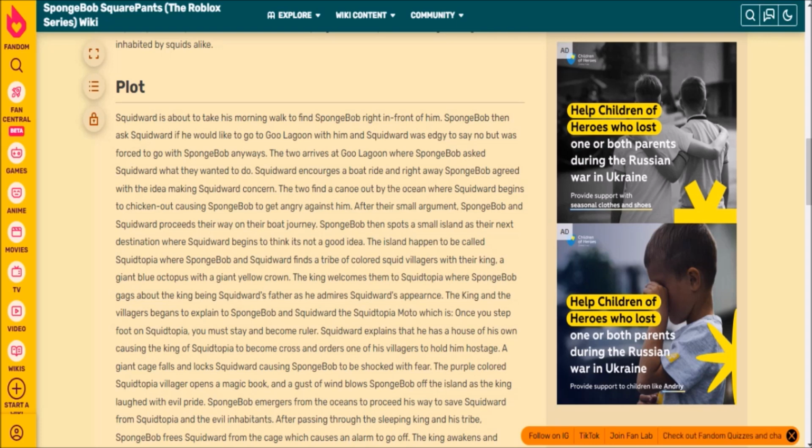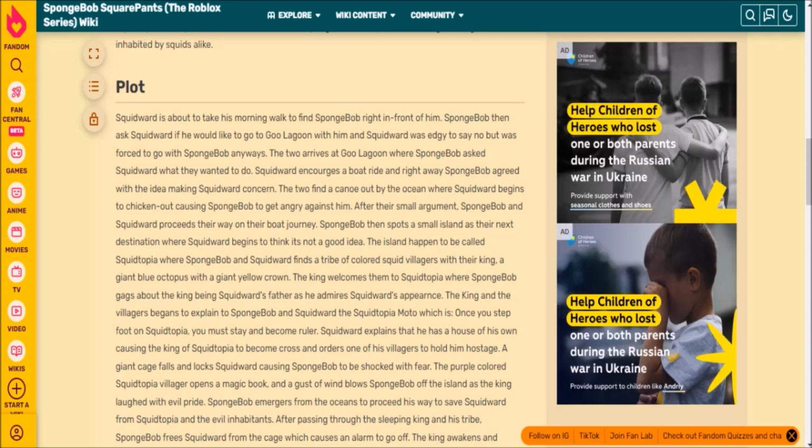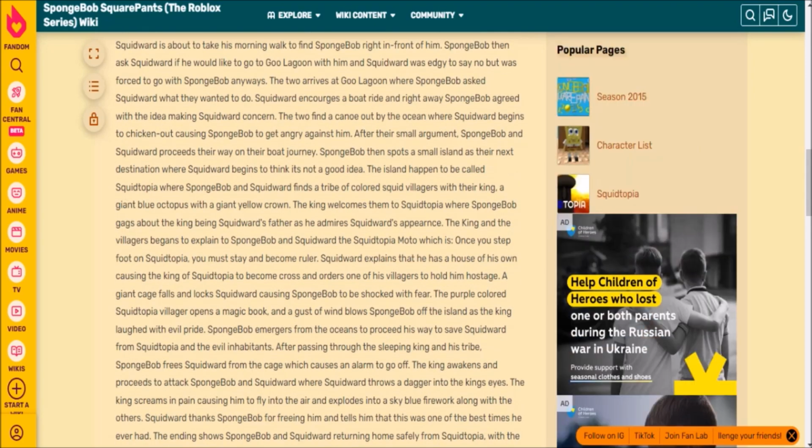Squidward encourages a boat ride, and right away SpongeBob agrees with the idea, making Squidward concerned. The two find a canoe out by the ocean, where Squidward begins to chicken out, causing SpongeBob to get angry at him. After their small argument, SpongeBob and Squidward proceed on their boat journey. SpongeBob then spots a small island as their next destination, where Squidward begins to think it's not a good idea.